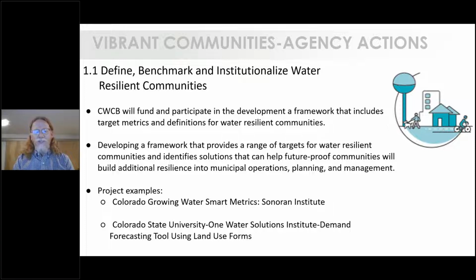And another one, which is really interesting, is the Colorado State University One Water Solutions Institute, and it's looking at demand forecasting using landscape forms and zoning, basically, and a number of other things. I can put the URL in the chat at some point, or we can send it out to you guys. It's part of an integrated urban water model that they've built, and they're really looking at land use designations, lot sizes, census data, climate information, soil characteristics, and instead of projecting demand through GPCD, they're looking at it through those things, and then comparing it and seeing how that works. So these are a couple of projects that we've helped fund and they're pushing the needle here in Colorado.